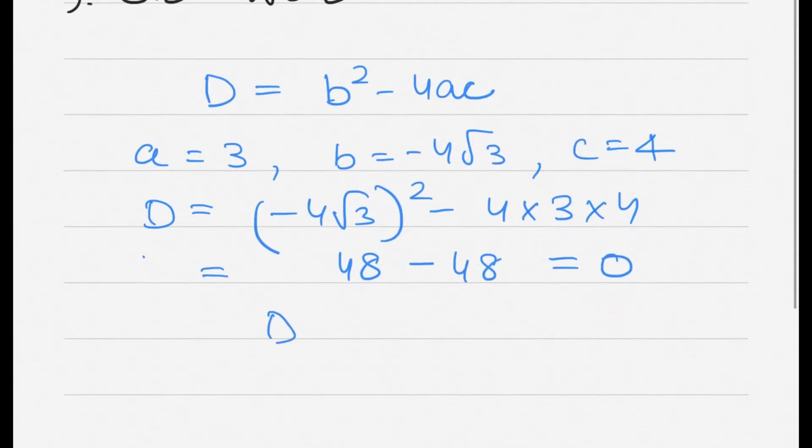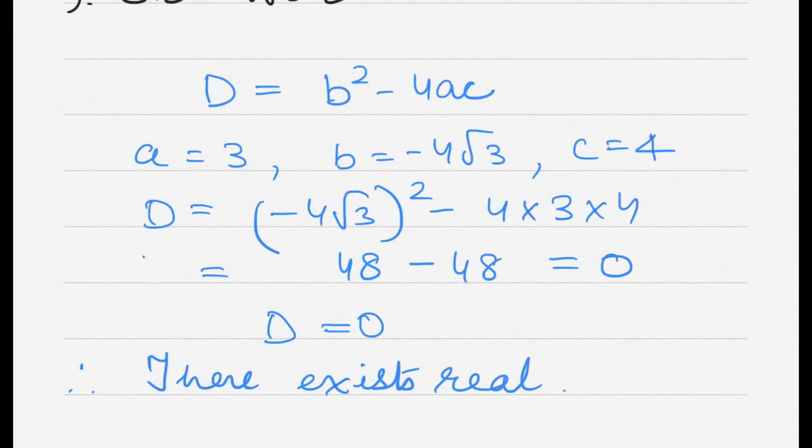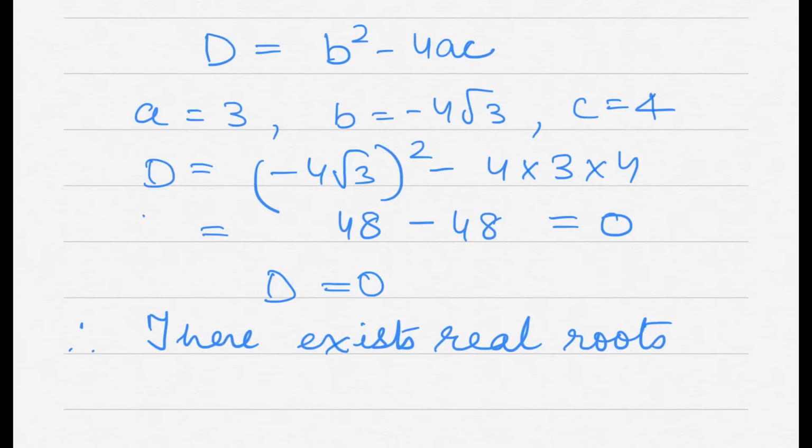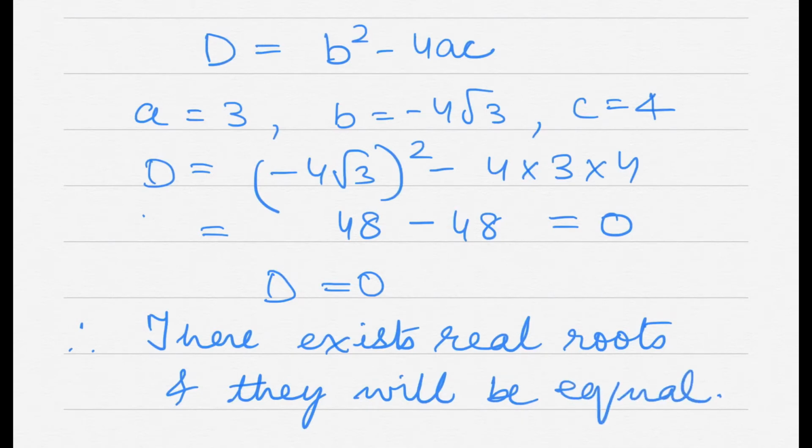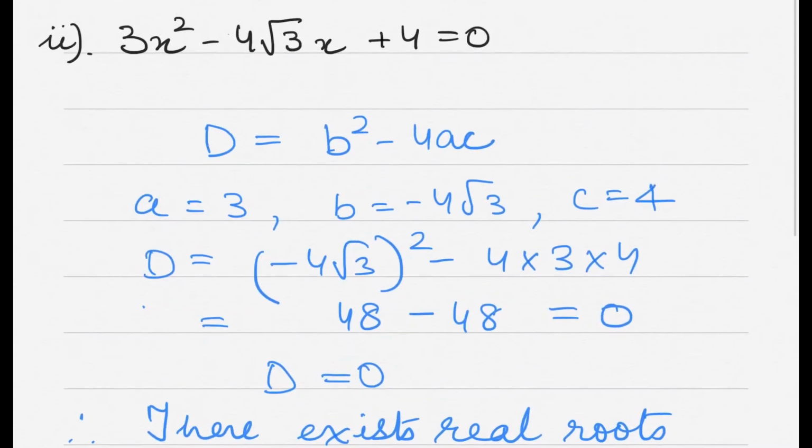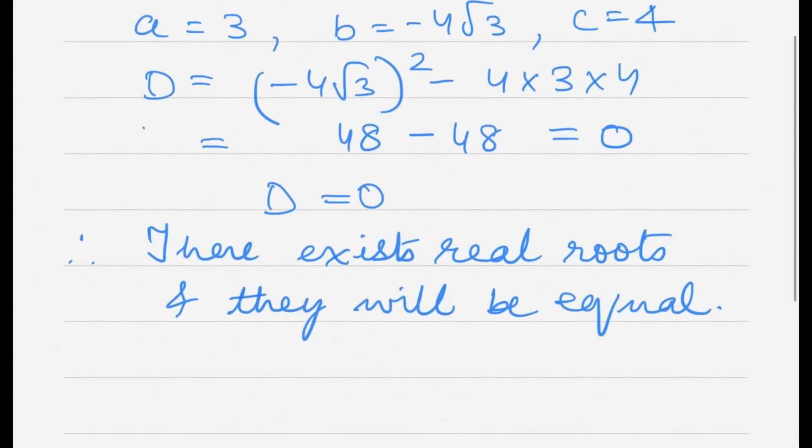So here my discriminant is equal to 0. Therefore there exist real roots, and they will be equal roots, because the discriminant is equal to 0. So the nature of the roots is real and equal. Now we have to find the roots also, so let's find them now.